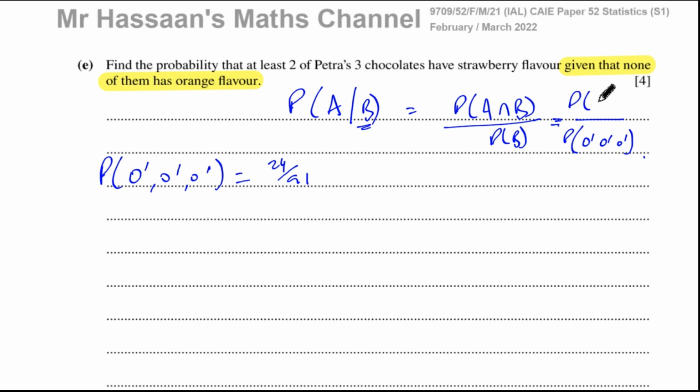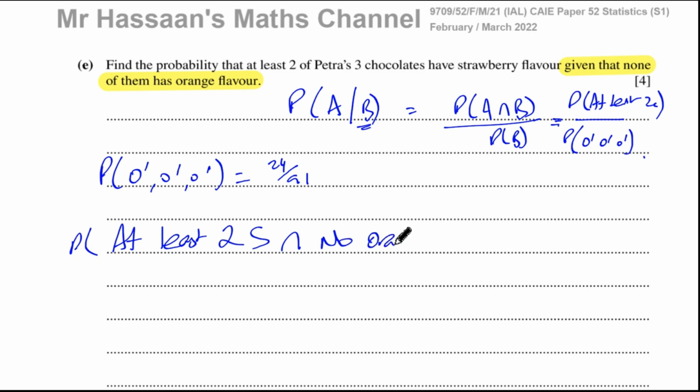So we're going to find the probability of at least two of them being strawberries, given that none of them are orange. So at least two strawberries, but there's a condition, or intersection with no orange. This is what the numerator has to be: the probability of at least two strawberries intersection with no orange. So basically there's an option where they're all strawberries.